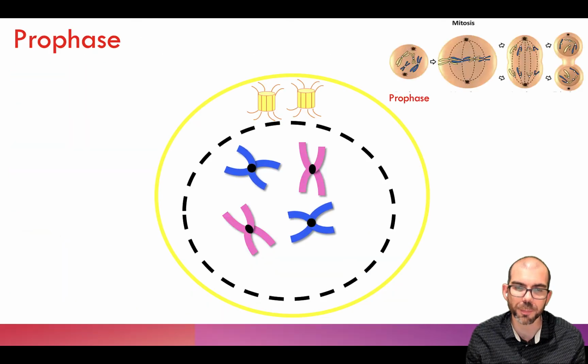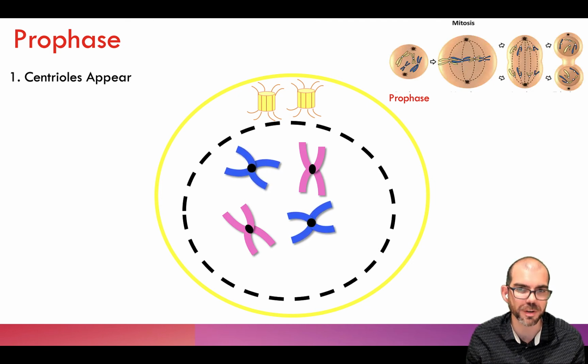So let's start with prophase. Prophase is the first phase of mitosis. This is what a cell looks like when it's undergoing prophase. 3 major events happen during prophase. The first is centrioles appear, and you can see them in the top of the diagram. Centrioles are those cellular structures found only in animal cells that produce spindle fibers.